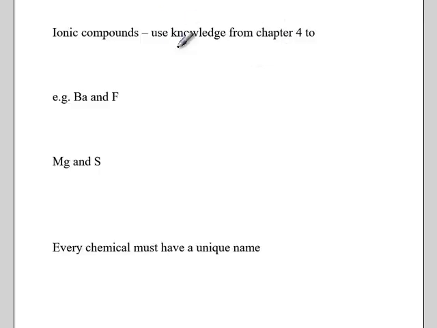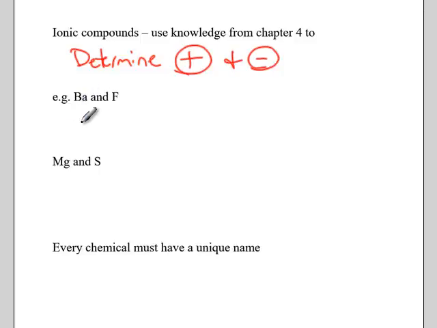In other words, we already know from chapter 4 how to determine the charge of the cation and the charge of the anion. As an example, if we made a compound out of barium and fluorine, so we have two different elements, we find barium on the periodic table, and it's a main group metal in group number 2. The last digit of 2 is obviously 2, so we know when barium forms an ion, it will form a positive 2 cation.